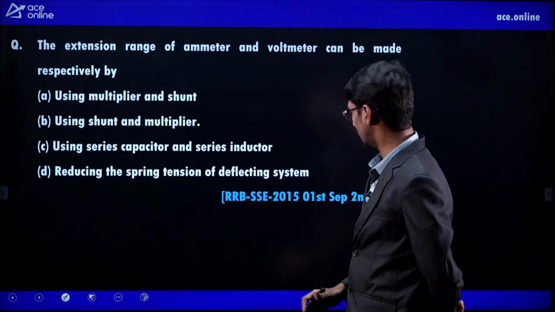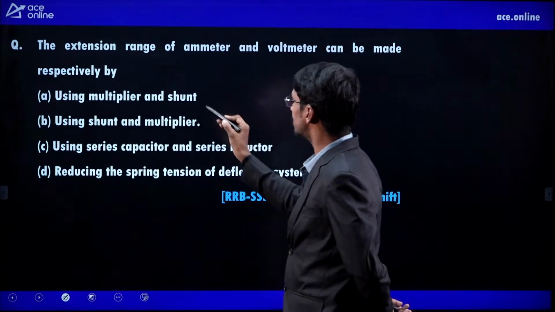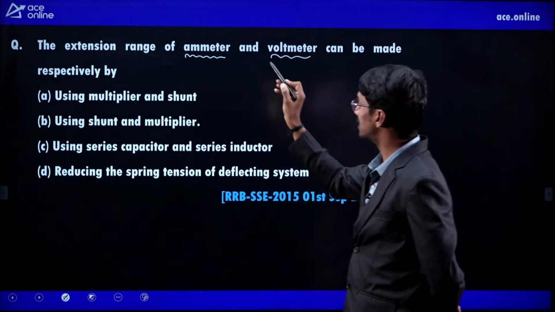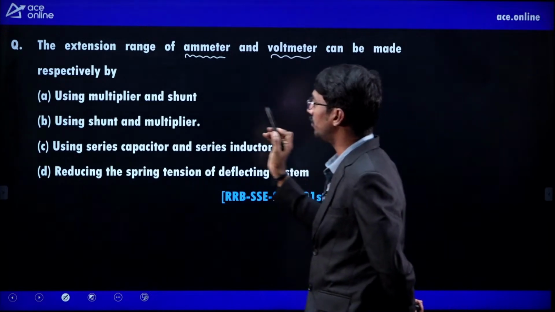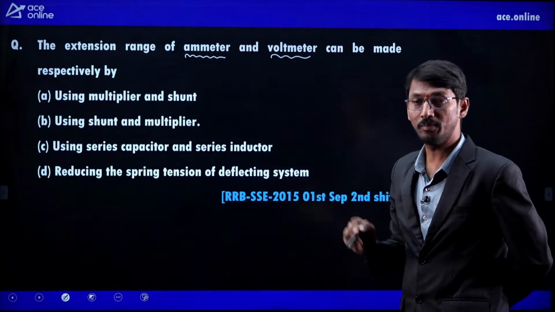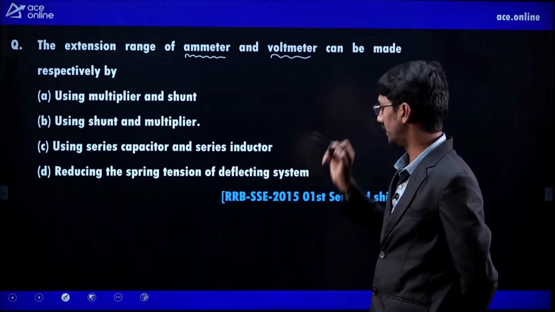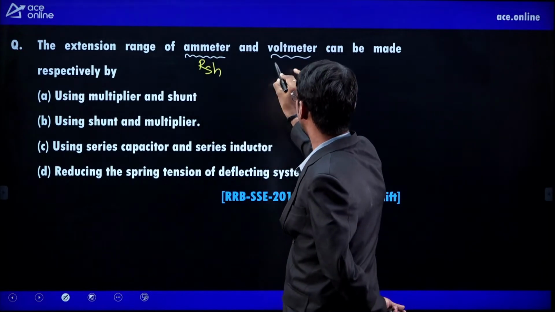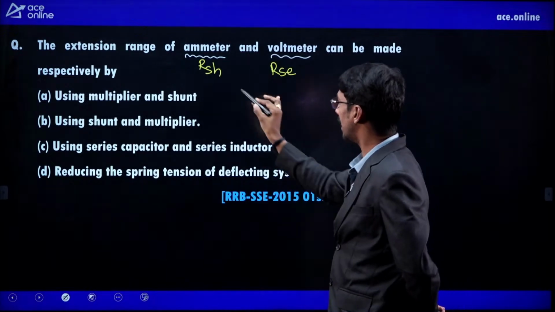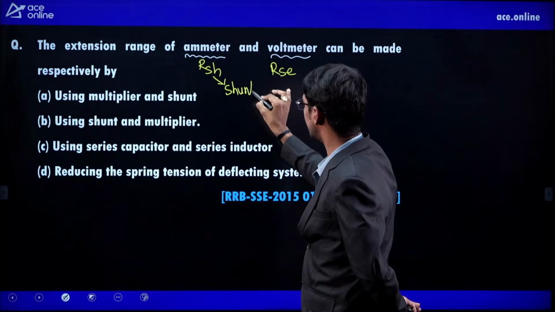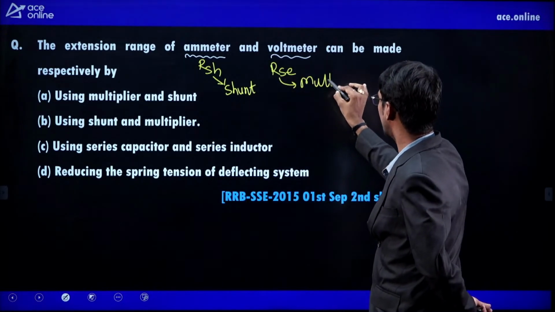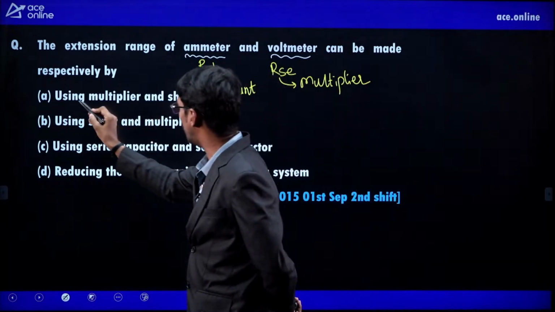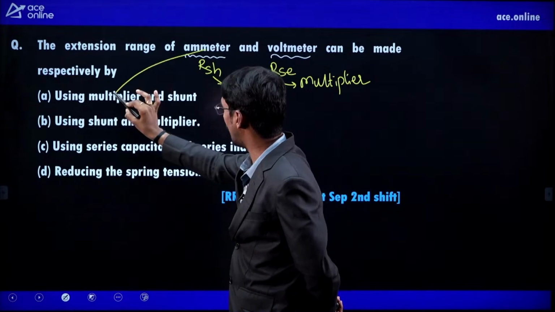Next one. Very good, people are giving the answer. The extension of range of ammeter and voltmeter can be made respectively by, extension of ammeter should be done, extension of voltmeter should be done, that is respectively. Extension of ammeter will be done by R_SH, called the shunt, and for voltmeter R_SE is called the multiplier.